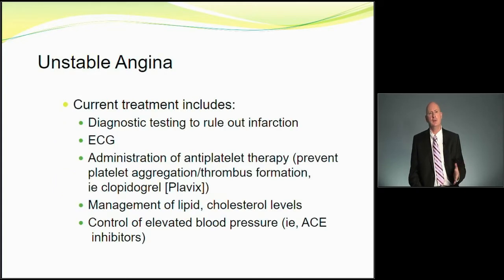So what do we do? We need to do diagnostic testing to rule out an infarct. One thing we could do is an ECG, an electrocardiogram, so we look at that. And then we put patients on antiplatelet therapy. As far as diagnostic tests, patients may even go to the cardiac cath lab to look at the coronary arteries. They can also put them on Plavix to help with thrombus formation.